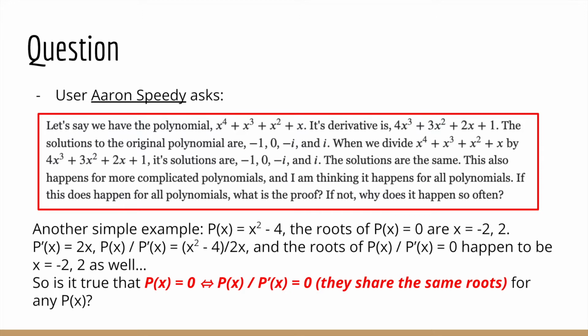Let's look at another example. Assume that p(x) is x squared minus 4, then the roots of p(x) equal to 0 are simply x equal to -2 or 2. p'(x) is 2x, and p(x) over p'(x) is x squared minus 4 over 2x. And the roots of p(x) over p'(x) equal to 0 happen to be x equal to -2 or 2 as well. So is it true that p(x) equal to 0 is equivalent to p(x) over p'(x) equal to 0, in the sense that they share the same roots for any p(x)?